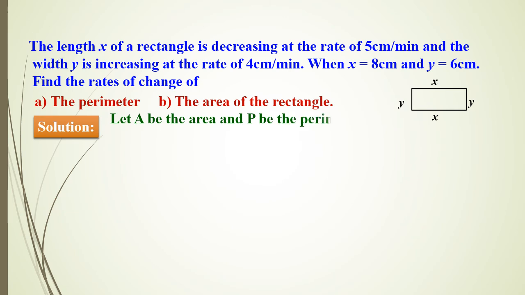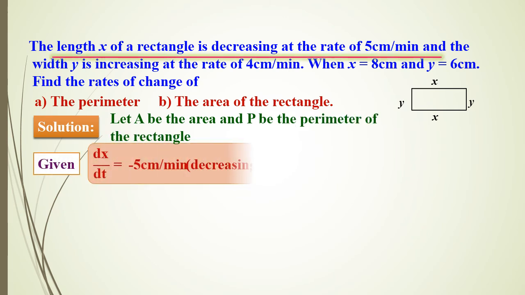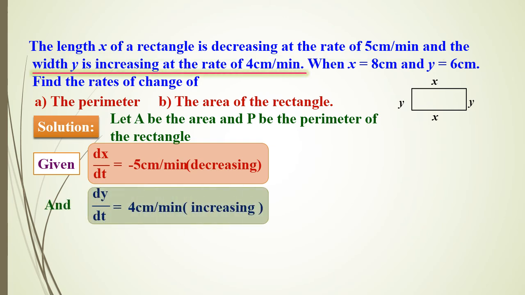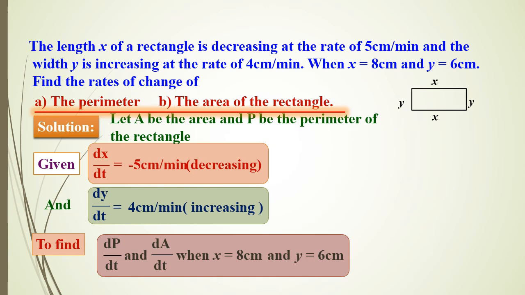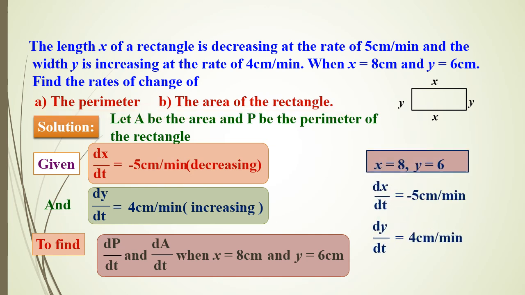Solution part. Next, A is the area of the rectangle, P is the perimeter of the rectangle. Whatever parameter values are given in the question, you write them as they are first. dx by dt equal to minus 5 centimeter per minute, decreasing, therefore it is written as minus. Next, dy by dt, the width of the rectangle is increasing, given as 4 centimeter per minute. Then length and width are also given, 8 centimeter as well as 6 centimeter.